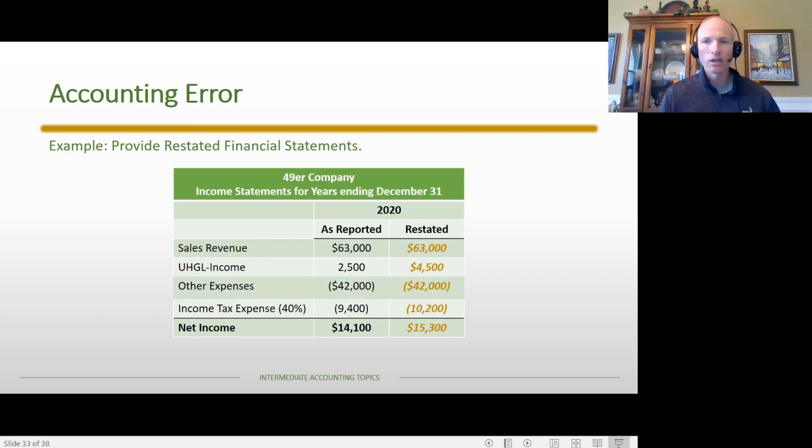I just want to be clear that the account balance in the unrealized holding gain or loss account has not changed. We just need to recast or restate our financial statement. So this is all about making sure that our financial statement users see an up-to-date and accurate income statement from 2020. That's what that is entirely about.